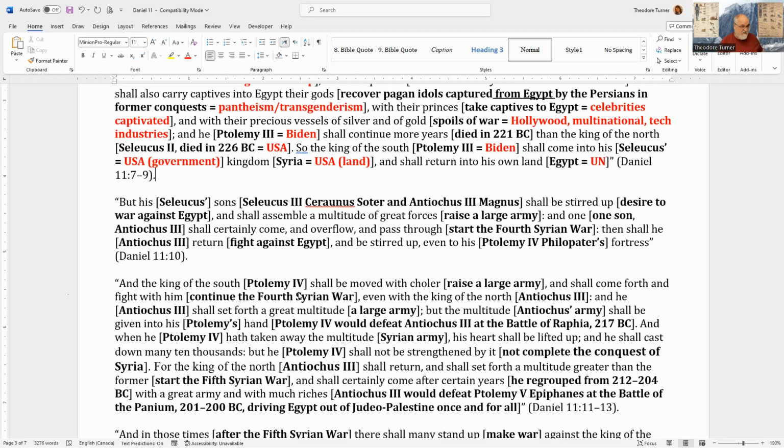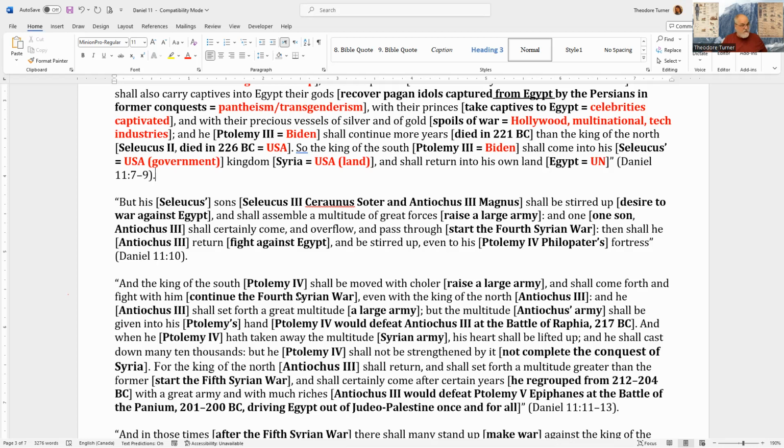He regrouped from 212 to 204 BC with a great army and with much riches. Antiochus III would defeat Ptolemy V Epiphanes at the Battle of Panium, 201 to 200 BC, or it's probably 200 BC, driving Egypt out of Judea, Palestine once and for all. So we can definitely see in these elements Raphia and Panium, right?